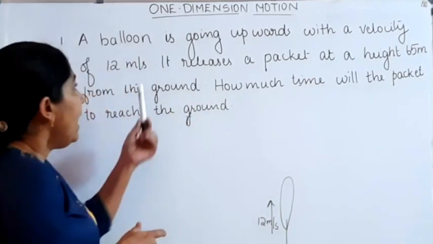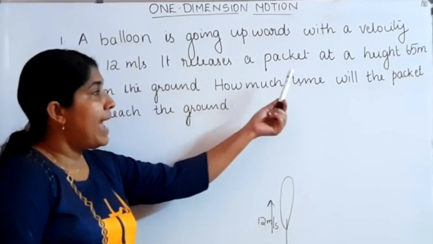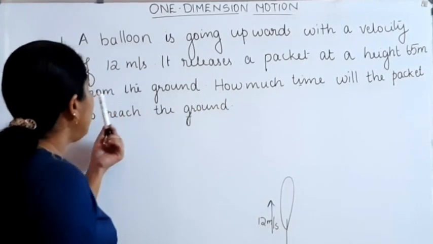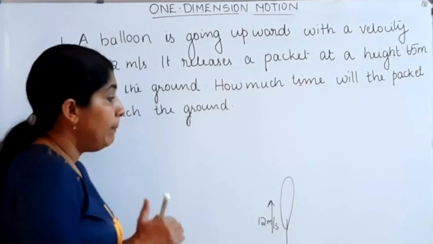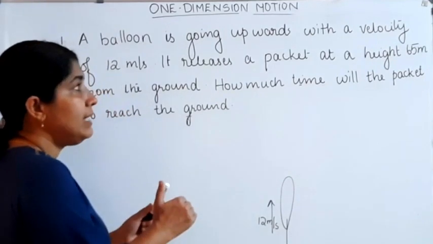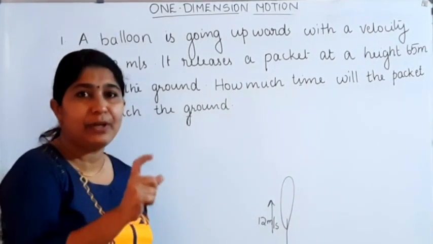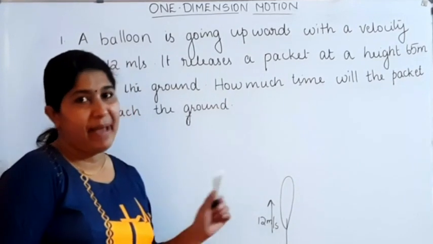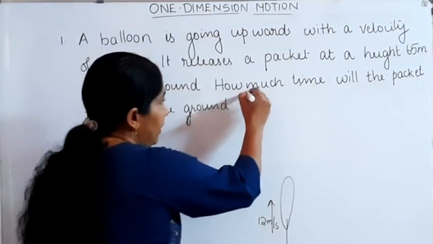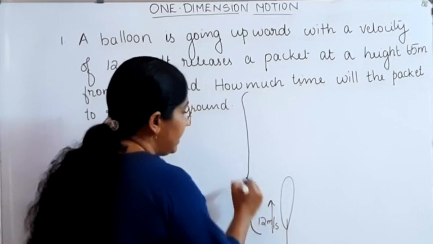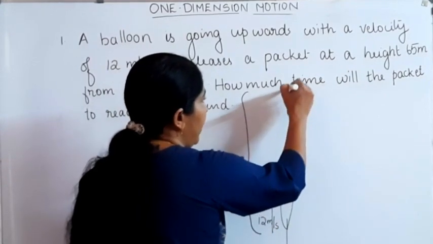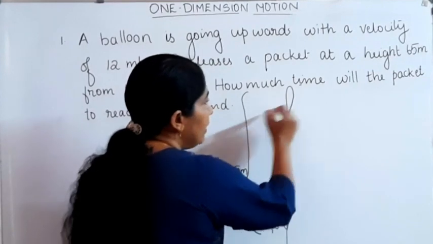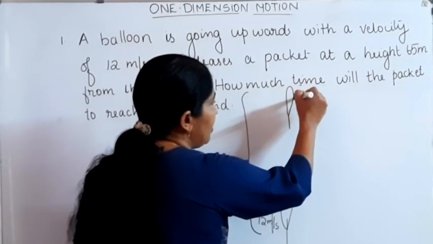It releases a packet at a height of 65 meter from the ground. When the balloon reaches a height of 65 meter from the ground, it releases a packet.